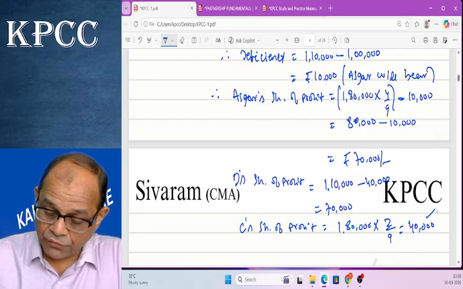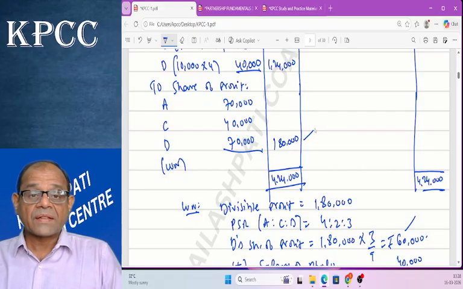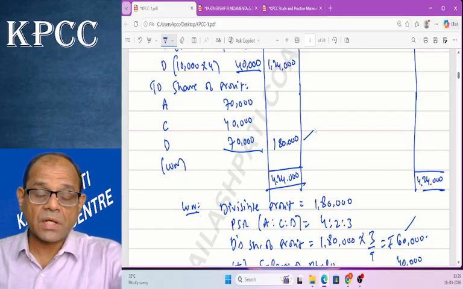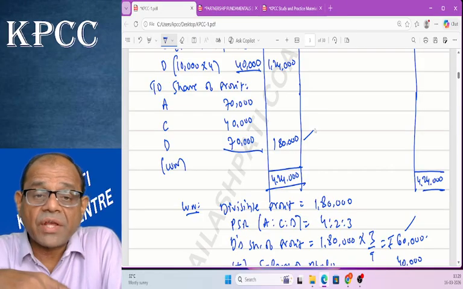Okay, 40,000. And now these amounts we have already done, so this is the answer. This is how guaranteed profits calculation will be done and the appropriation account. See, in this a lot of variations are there.